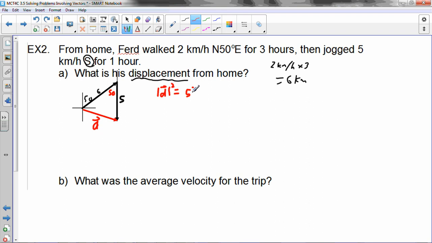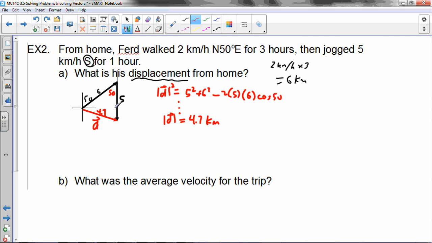Cosine law. Good thing we did all that trig practice in September. Or I guess, well, early in the semester. And around 4.7. Check that on your calculator. Thank you very much. 4.7 kilometers is this distance. And so notice, this isn't his distance traveled. His distance traveled would have been 11 kilometers. His displacement is 4.7. This is 4.7 kilometers right here.